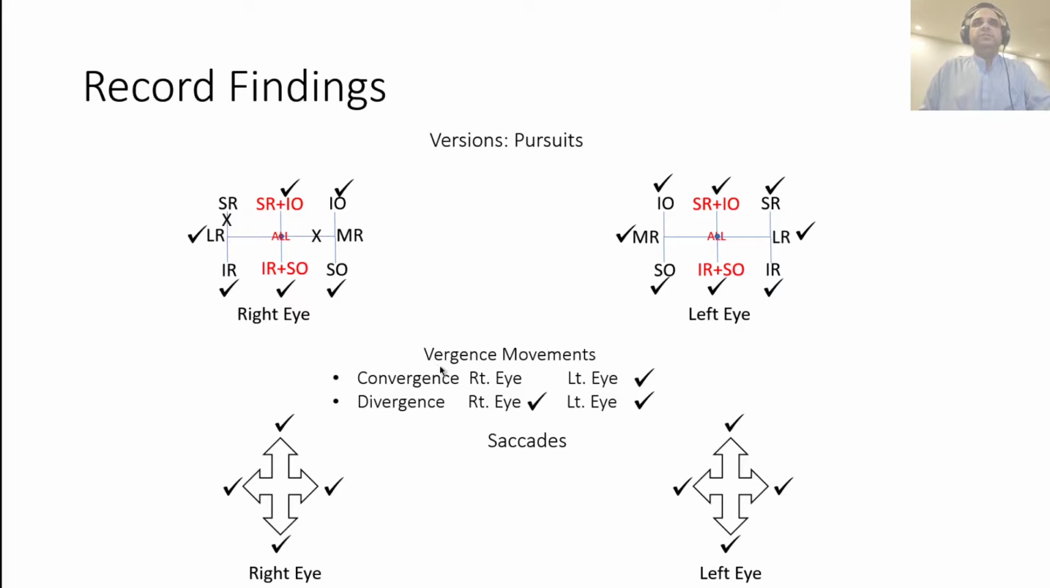For vergence movements, it's just similar. Remove the check mark, put an X of what you saw not working. So if the right eye wasn't converging properly, you put a cross mark. And the same is true for your saccades. You remove the check marks and just put an X where you saw the saccade wasn't taking place properly. And that is how you record your findings.